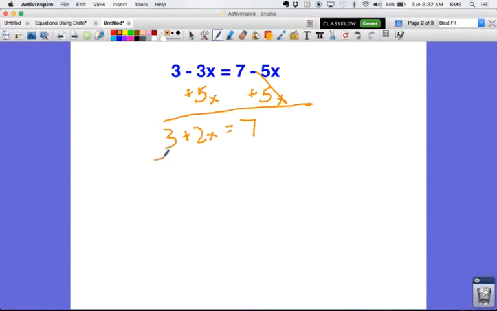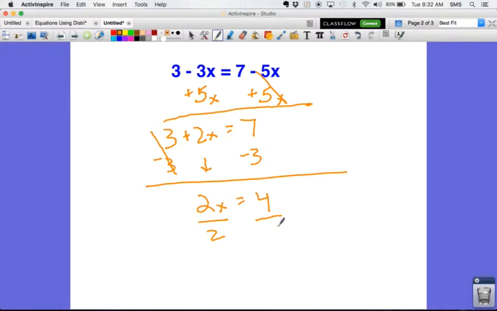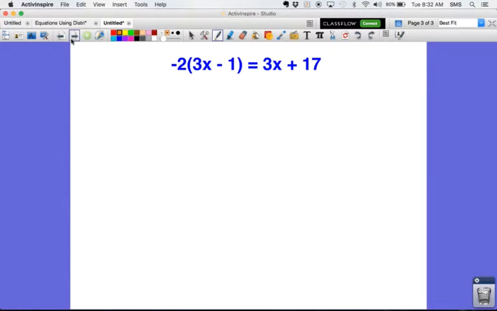I can subtract 3 because this is a positive 3 and I want to get rid of it so I can get my variable by itself. And I subtract 3 from both sides. That goes away. I have 2x still. That hasn't gone anywhere. Is equal to 7 minus 3 is 4. Undo my multiplication by division, and I get x equals 2. And I'm done. One more example, and then we'll be all done.